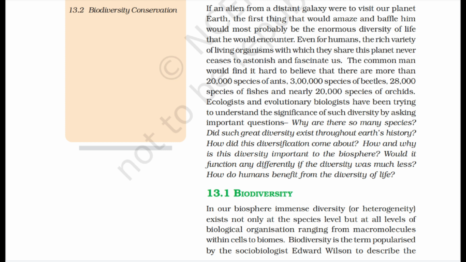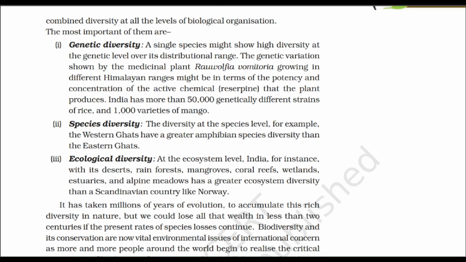Biodiversity. In our biosphere, immense diversity, or heterogeneity, exists not only at the species level but at all levels of biological organization, ranging from macromolecules within cells to biomes. Biodiversity is a term popularized by the sociobiologist Edward Wilson to describe the combined diversity at all the levels of biological organization. The most important of them are: first, genetic diversity.